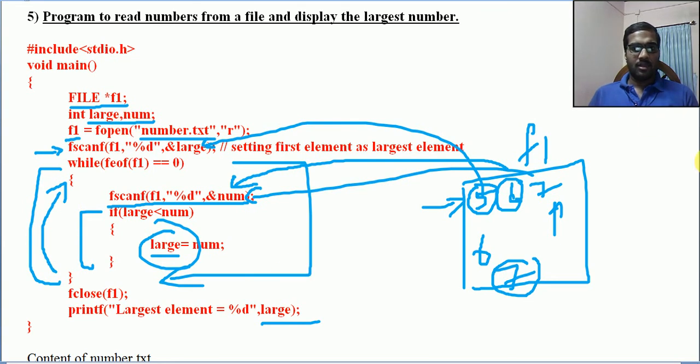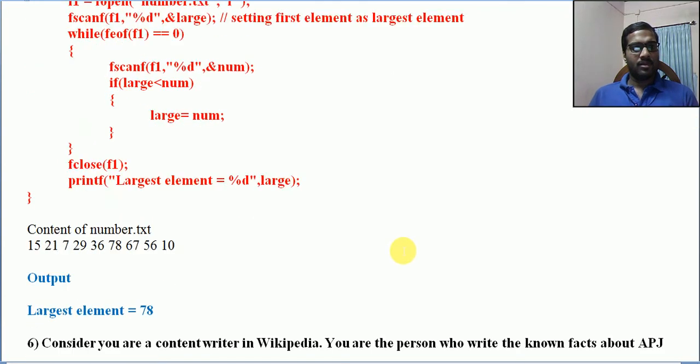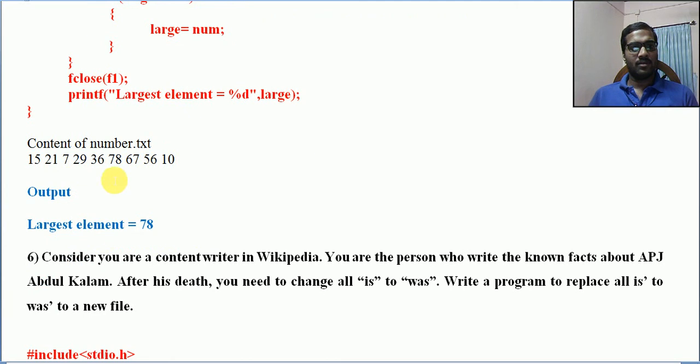Now you see the example, that is the result of that program. This is the content of the number.txt file. We have some numbers already in the file, and it returns the largest number as 78 among this set of numbers. Okay, you will see another program.